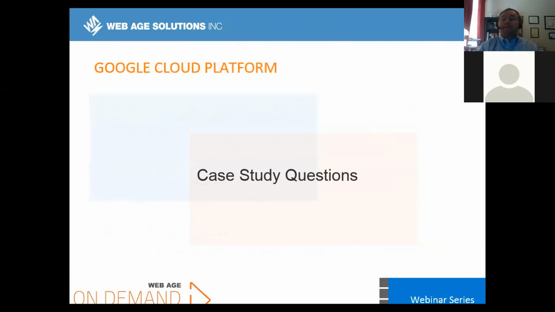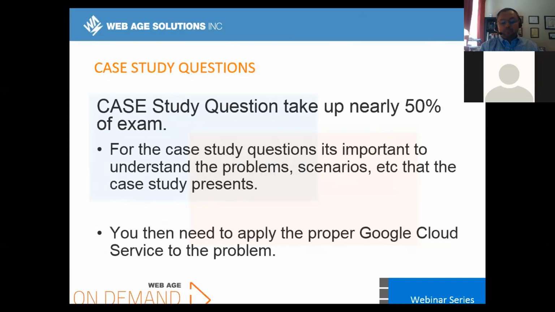Okay, so this is the meat of the exam. This is where you will pass or you will fail. There is no option here. It's 50+% of the exam. Now, the case studies, they're going to take up about 50% of the exam.